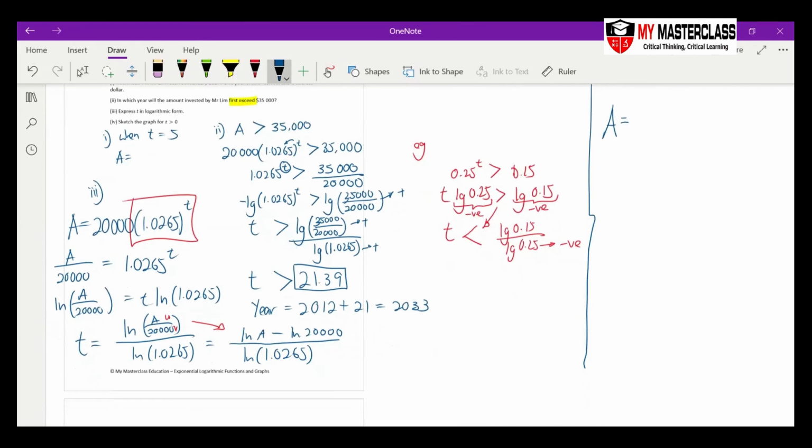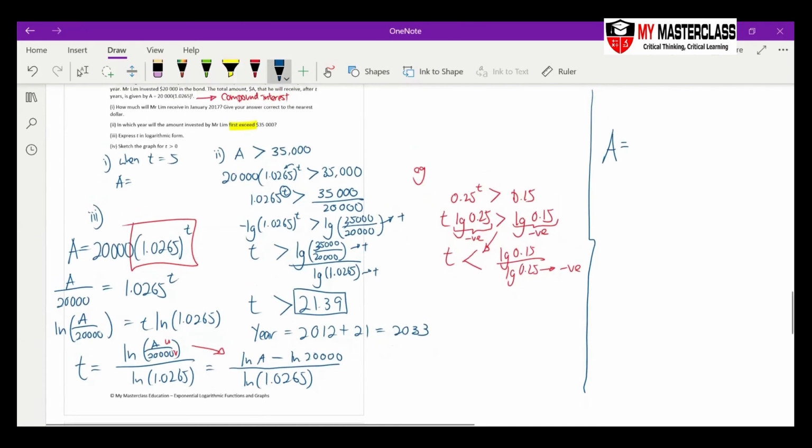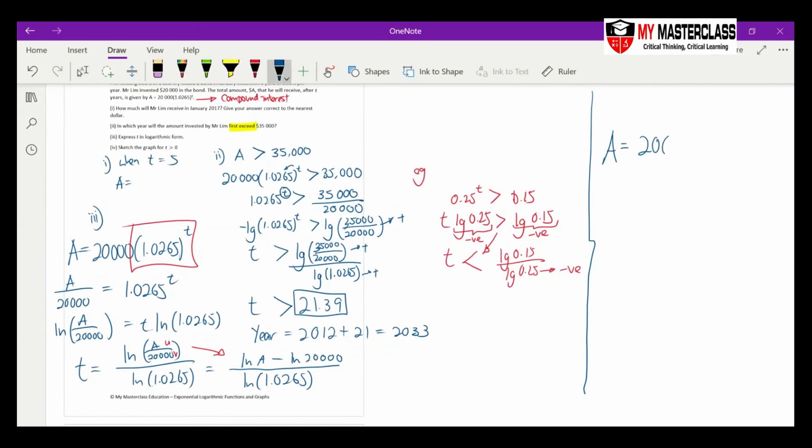A equals 20,000 times 1.0265 to the power of t. So you know, in fact, that the graph will look like an a to the power of x kind of graph due to this. Remember just now when I told you, if you need to draw y equals k a to the power of x, it will be an aeroplane going up, right? But in this case, you cannot.